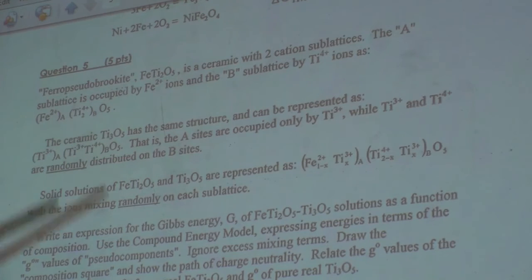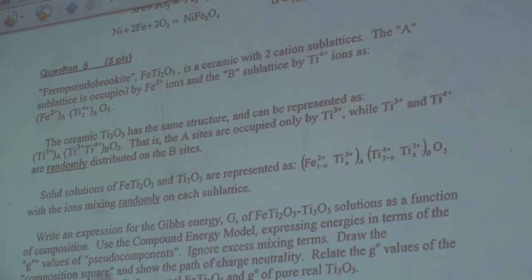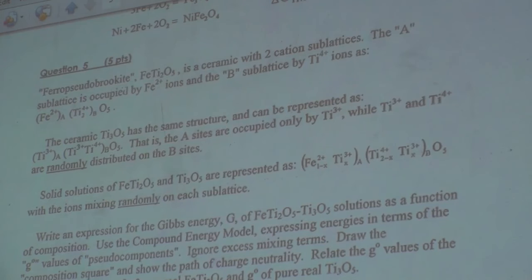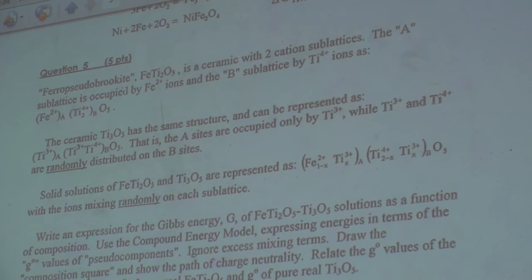The ceramic Ti3O5 has the same structure and is represented as Ti3+ on the A sites and a mixture of 3+ and 4+ on the B sites. That's the same crystal structure as ferro pseudobrookite. Solid solutions then can be represented this way, with the ions mixing randomly on each sublattice.